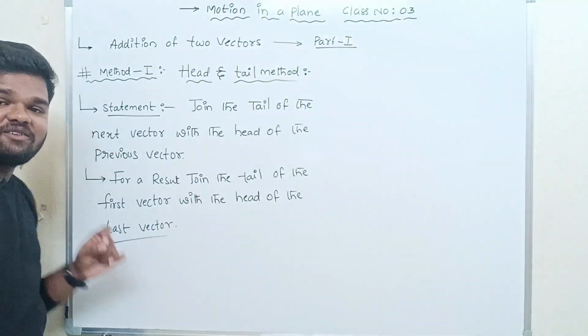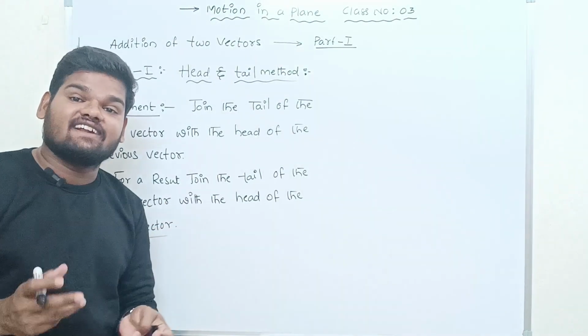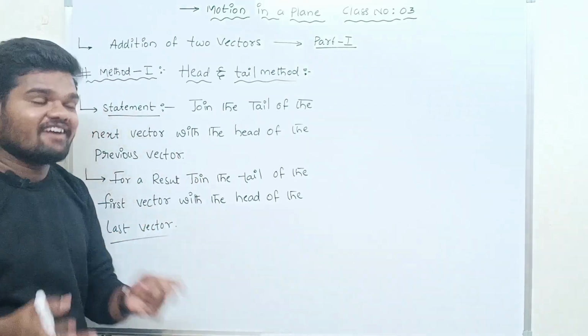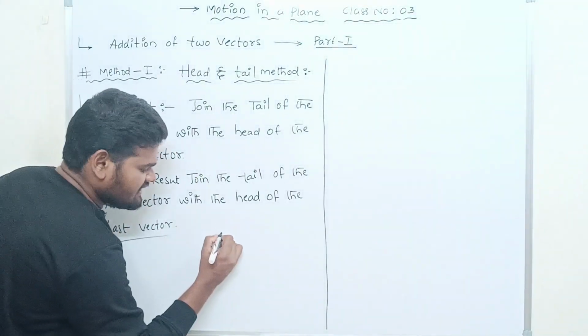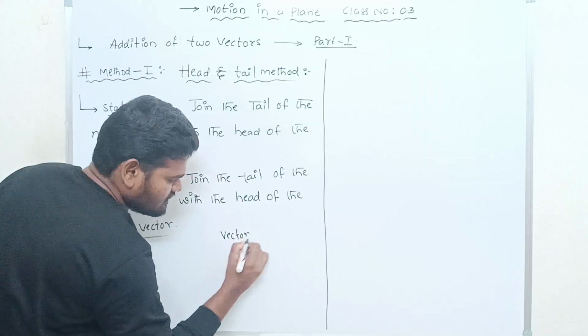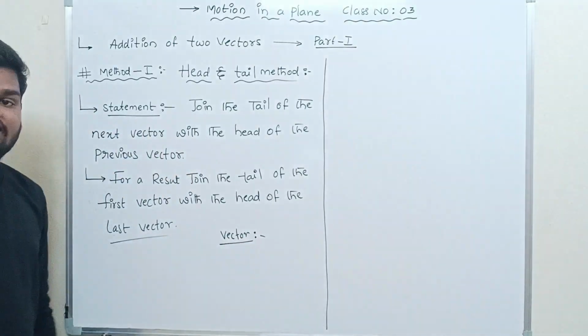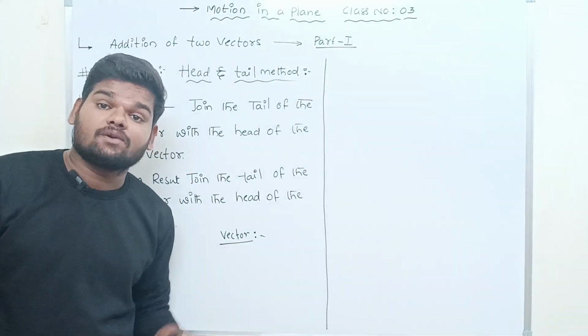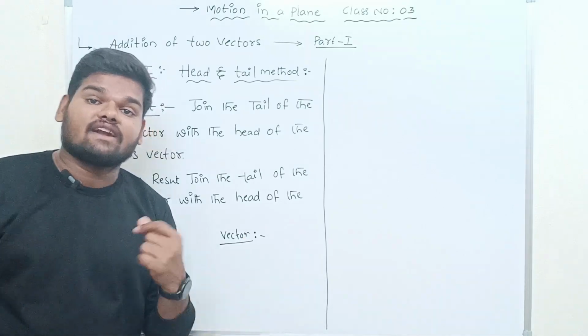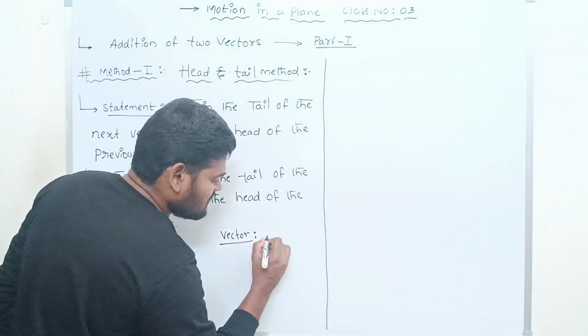What is head? What is tail? What is joining of head and tail? Have a look. We know what a vector is: a physical quantity having both direction and magnitude. Such a quantity is called a vector quantity.